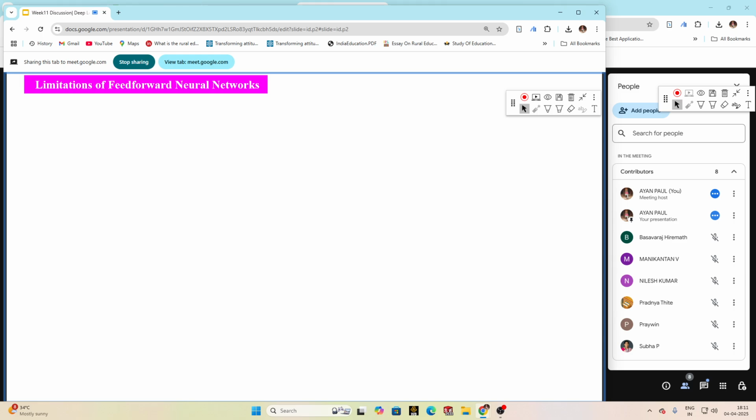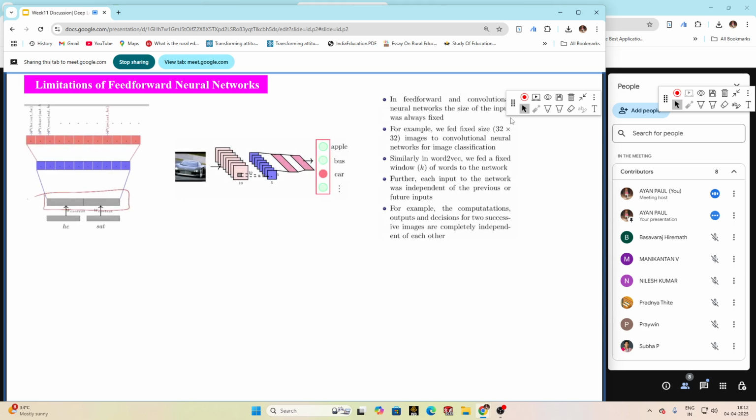For that, let us first see what the limitations of the feed forward neural network and the convolutional neural network were. A convolutional neural network is also a kind of feed forward neural network, but with sparse connections, weight sharing, and many different types of layers, like the convolution layer and pooling layer. So what are the limitations of this feed forward neural network? The first limitation is that the size of the input was always fixed.